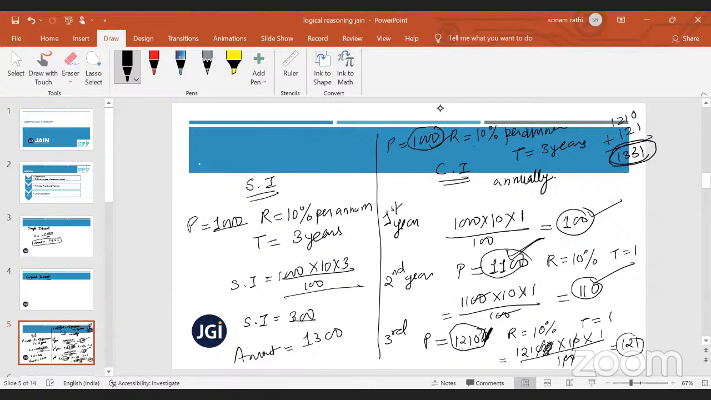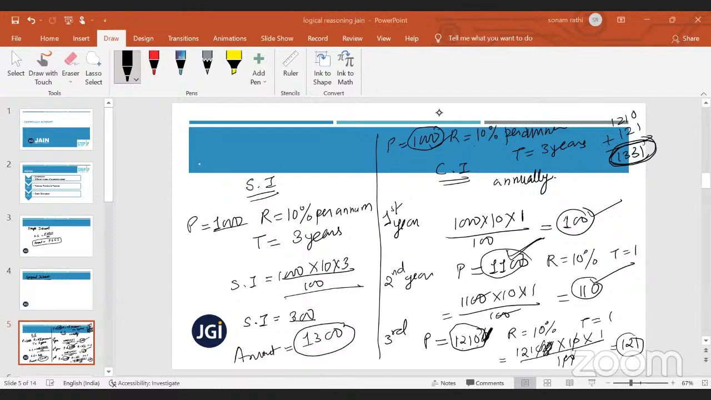Yes or no? So what was the amount in the simple interest case? 1300, and now it is 1331, right? So which gives you more benefit? If you have to lend someone money, which one will you use, simple interest or compound interest? Compound interest. Correct, because in compound interest you are getting 31 rupees extra. So when you lend money, you lend it at compound interest, but when you borrow from someone, you should prefer simple interest, right?